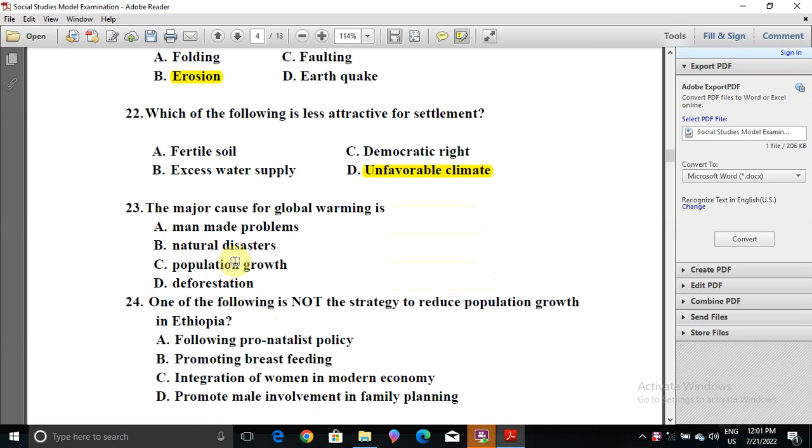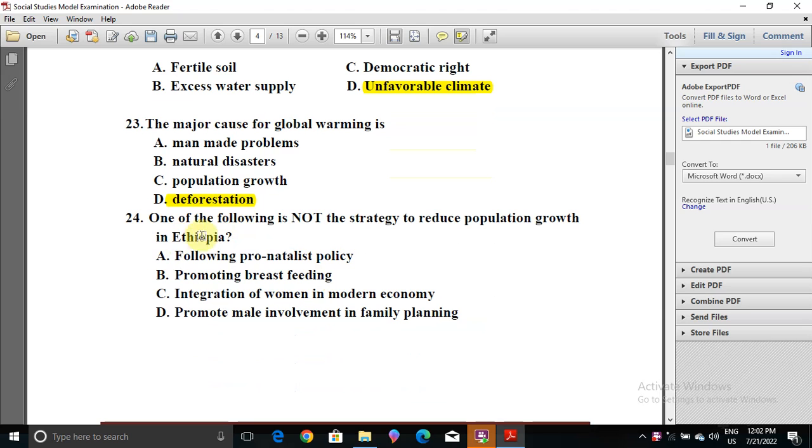Okay, now question number 23, the major cause for global warming is what? Man-made problems, natural disasters, population growth, or deforestation? Of course it will be deforestation, because deforestation means cutting trees or clearing of trees, and trees are the way we get oxygen, right? Because trees or plants absorb carbon dioxide and produce oxygen for us. So when you clear the trees or cut trees, it will be a major cause for global warming, right?